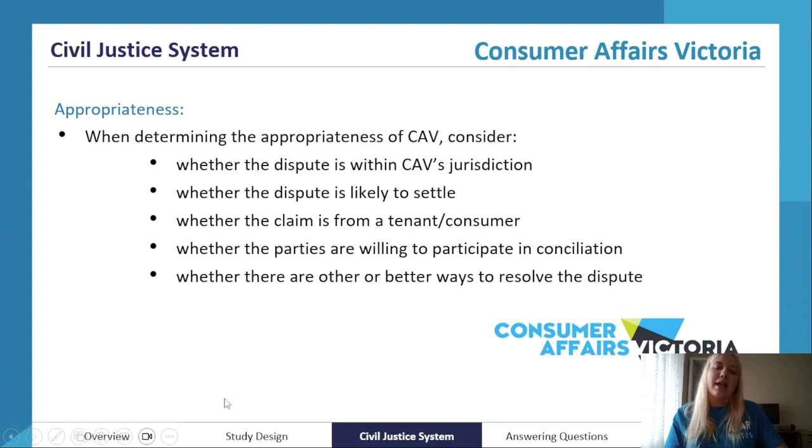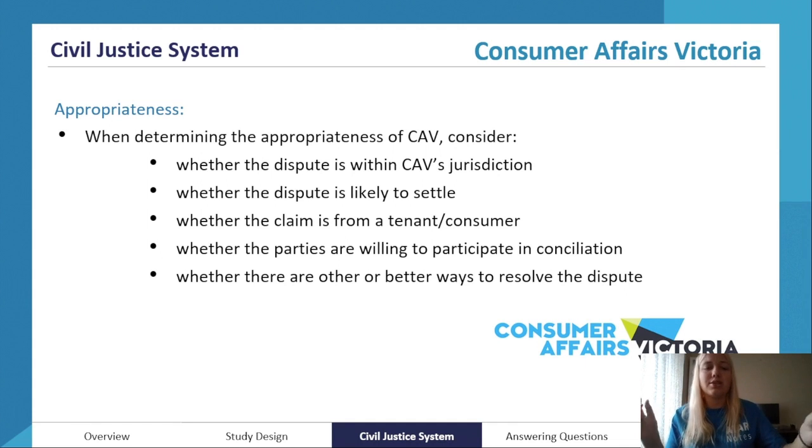Now, whether the dispute is likely to settle. What did we say? Conciliation, which is used by CAV, it's not legally binding. And the conciliator helps the parties to discuss and gives potential solutions for their issue. But they cannot force them, just like mediation, they cannot force them to come to an agreement. And they cannot force them to uphold the settlement because they just agree to it by word. It's not legally binding.